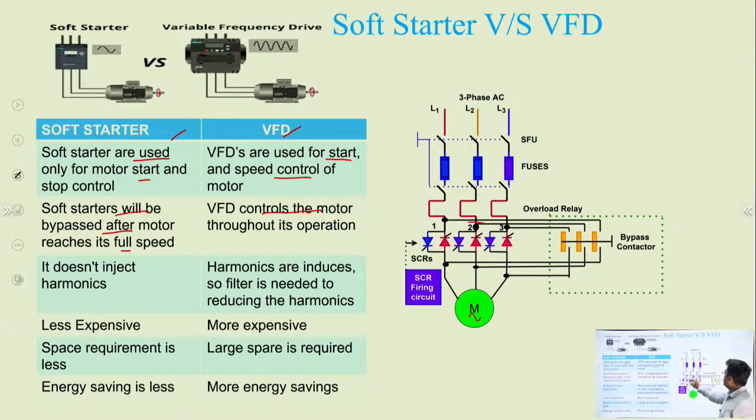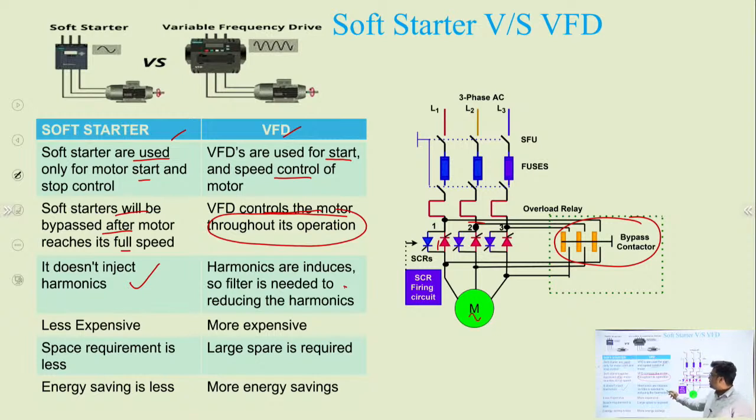This is the SCR. The switches, when the motor comes to full speed, will be bypassed through this bypass contactor, and the motor will be controlled. But this is only used for start and stop of the motor, while a VFD controls throughout the operation. If smooth operation is required, we use a VFD device. A VFD injects harmonics, while a soft starter does not inject harmonics. This is the major advantage of using a soft starter.